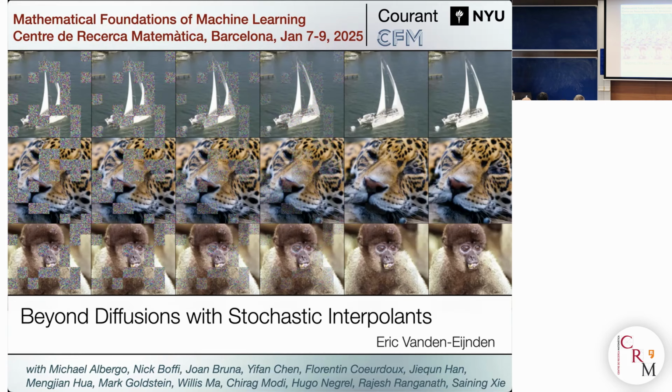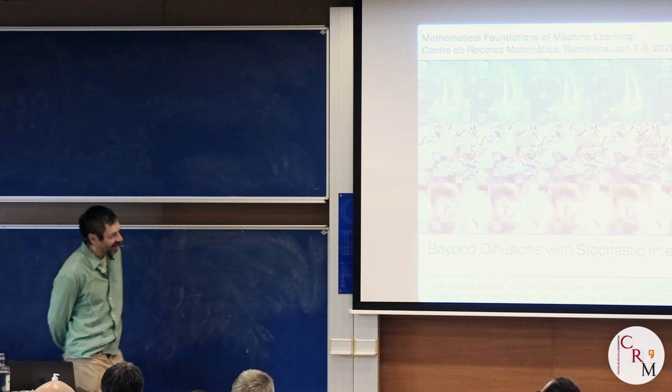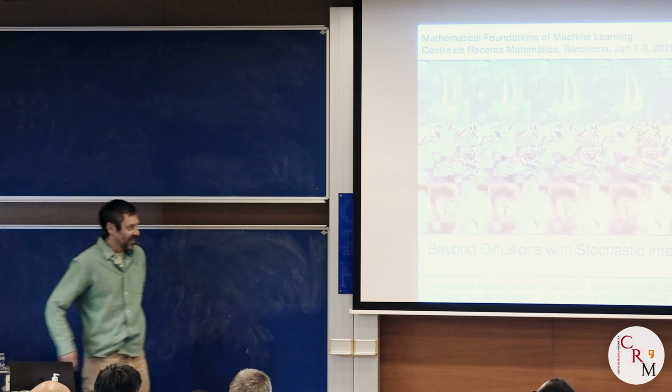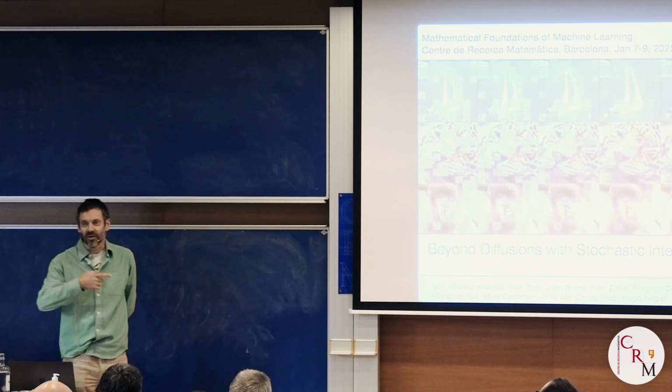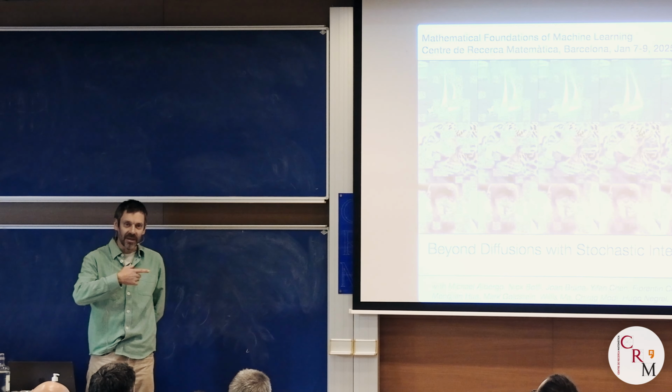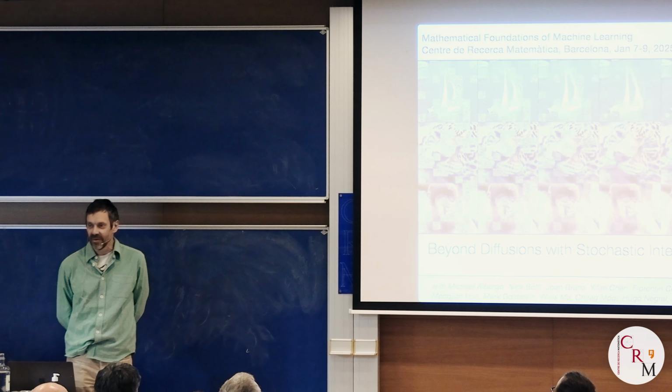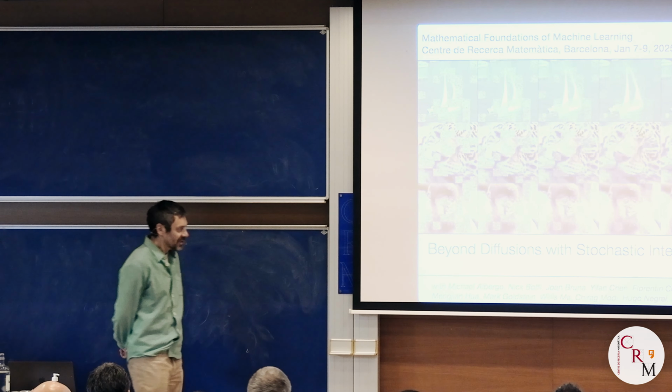So you have heard quite a bit about diffusion and flow matching and stochastic interpolants, but I thought it might be useful that I give you yet another perspective on them, and maybe insist a little bit on what you can do with these tools that goes beyond what one can do with standard diffusion. So that's the aim of this talk, mostly.